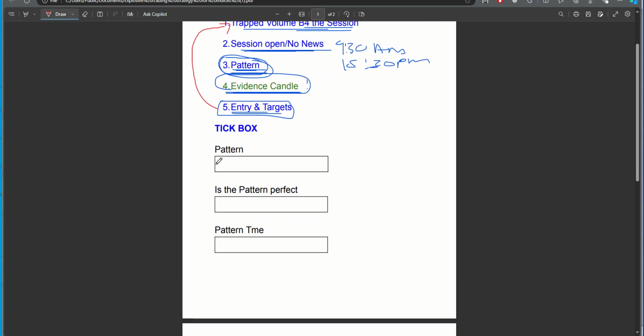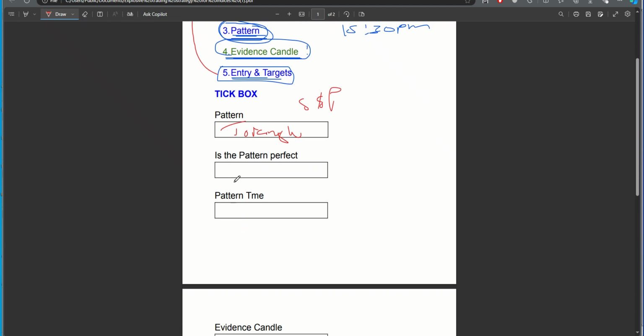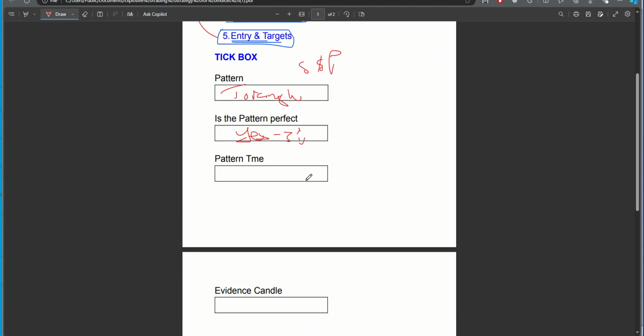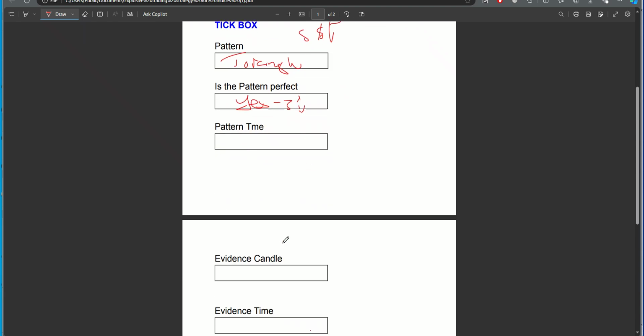So what pattern do we have? Triangle. This time is S&P, and an hour has elapsed before the first pattern, and already they've reversed. Is the pattern perfect? Yes. Why? Because they gave us 3 touches up and 3 touches down. How long did it take to build the pattern?